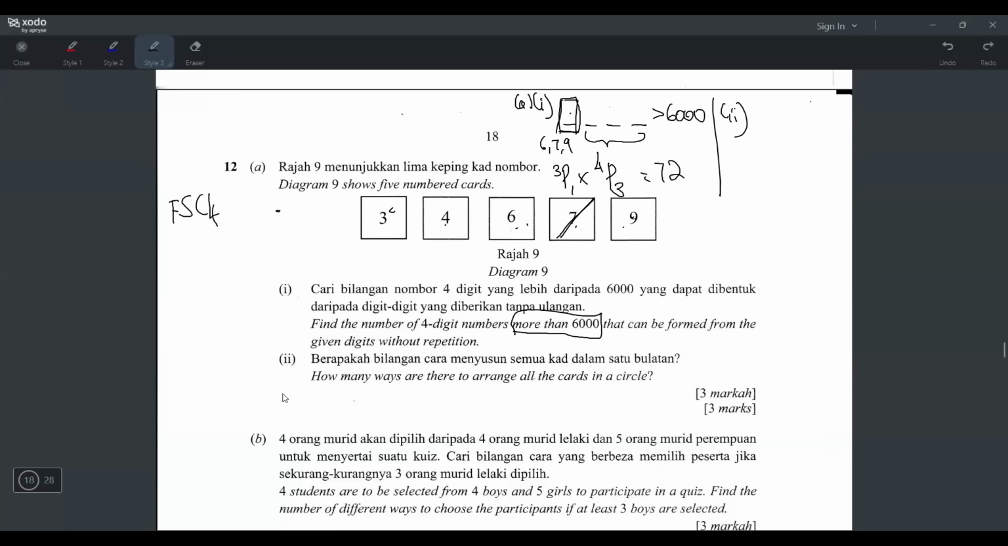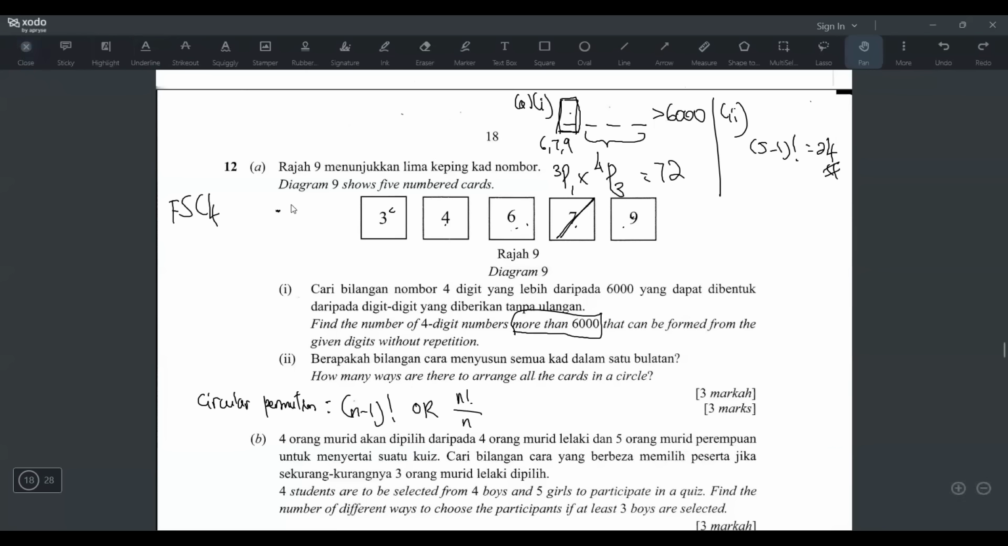All right, this one you have to use the circle permutation formula. If it's a circular permutation, the formula is n minus 1 factorial, or you can also do n factorial divided by n. So if you want to arrange all the cards in the circle, it means you take all 5. So it will be 5 minus 1 factorial, which is 4 factorial, and it's 24. If you do it like that, you can also get the same, right?